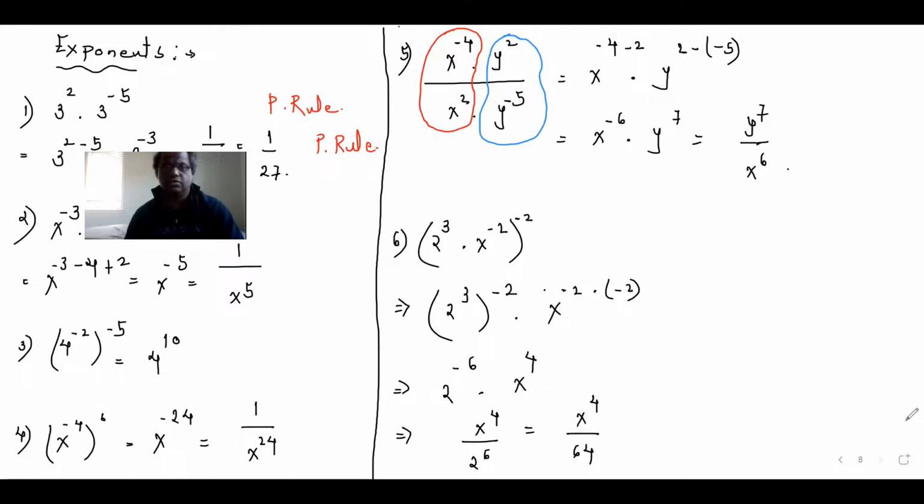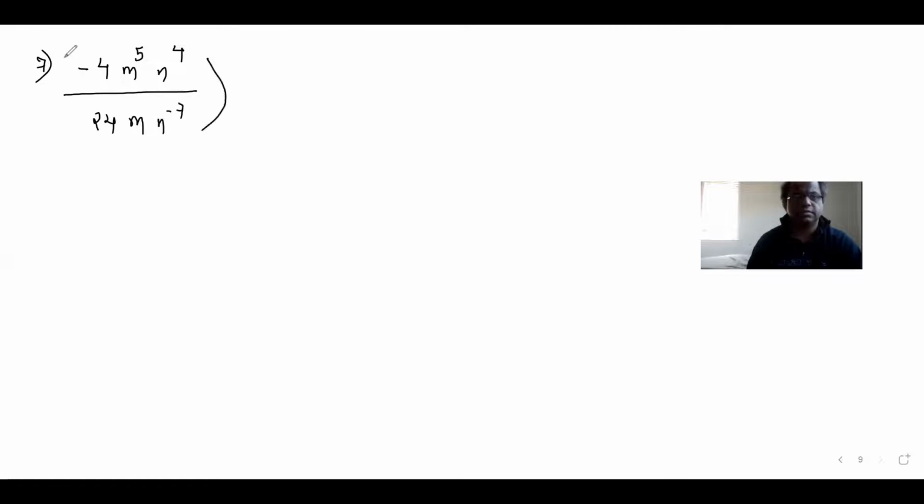Okay, so I'll go to the next page now. Number 7 would be minus 4 m raised to y n to the power 4, 24 m n to the power minus 7 raised to minus 2.